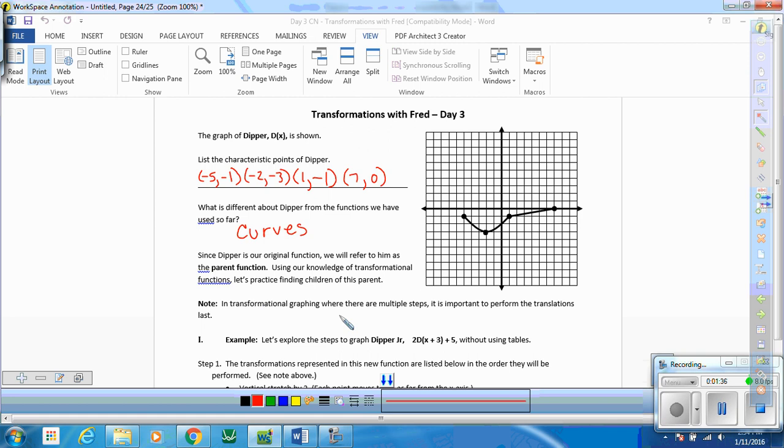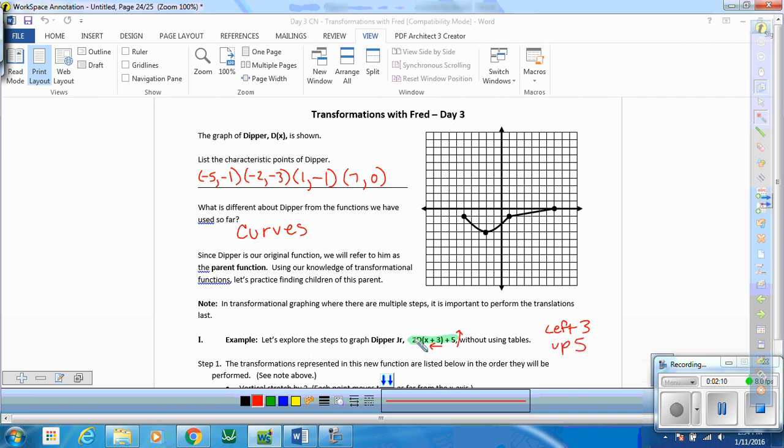Now we want to look at making some changes to Dipper. These are the changes that we want to make to Dipper. If you read the steps down below, it walks you through the first one. I'm going to do it with you here. But first we need to determine what are the changes that are happening. I notice that it's adding on the inside, and I know that adding is going left. So I'm going to need to go left 3 places. I know adding on the outside is going up, so that means it's moving up 5 places.